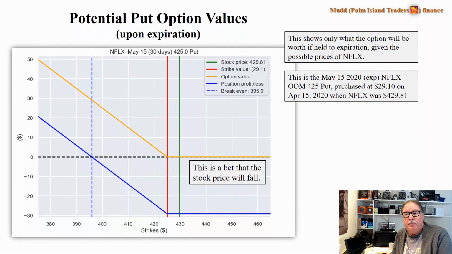This is the put, or a put, that's similar. This is the May 15th, 2020, out of the money 425 put with, of course, the strike price below the price of the stock. This would have been purchased at a price of $29.10 on April 15th when Netflix was $429.81. A price that was slightly different because I pulled these prices out with a program and posted one up, went back to get the next one. Of course, the price was a little bit different when I did that.